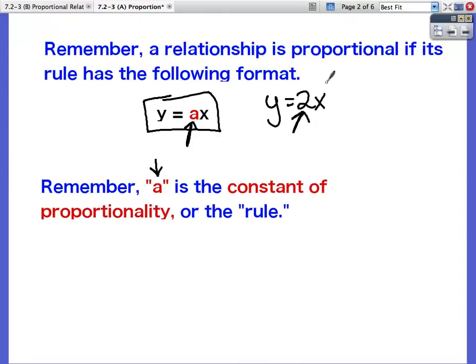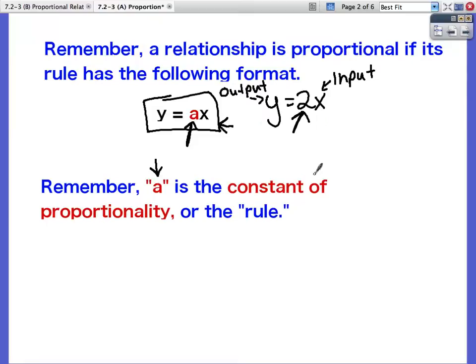And what this means is that my input, remember my input is x, I multiply every input by 2 to get my output. Remember, outputs are y's. And so if the formula of the rule fits this format, that's one way you can know if something's proportional.